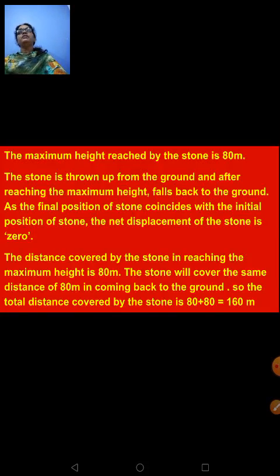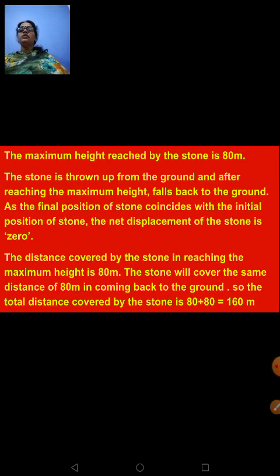You have to calculate the displacement and the total distance traveled by the object after it falls back on the ground. So the maximum height we have calculated as 80 meters. Displacement is what? It is the shortest distance between your initial and final points. Now the initial and final point remain the same. So what's the initial point? From the ground it is thrown upward, right? Then the final point is again reaching the ground. So when the initial and final points remain the same, displacement is always 0.